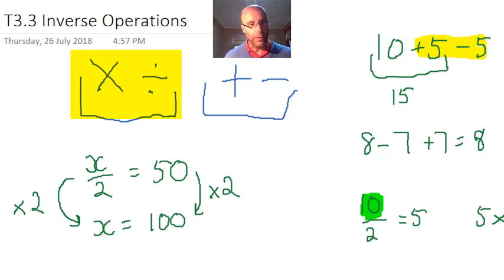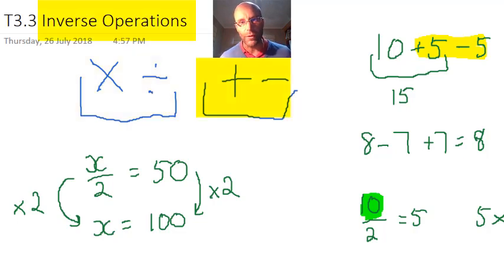So in summary, multiply and divide are inverse operations, provided we use the same numbers, and plus and minus are inverse operations, provided we use the same numbers.